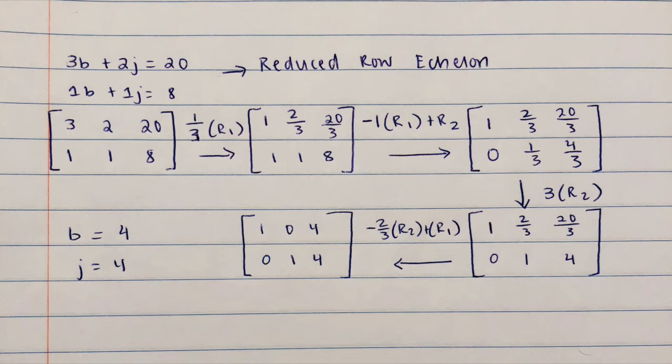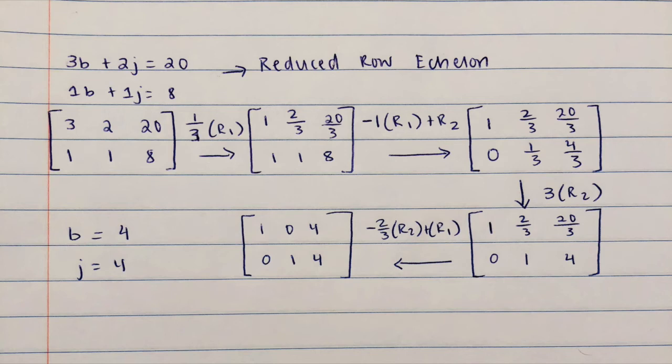A matrix is in reduced row echelon form when the leading entry in each row is 1 and is the only non-zero entry in its column. Each leading entry is in a column to the right of the previous row's leading entry, and rows with all 0 elements are below rows having a non-zero element.